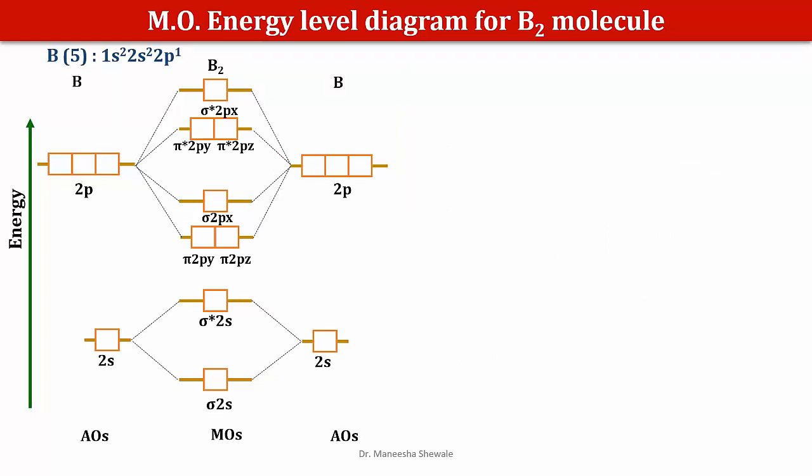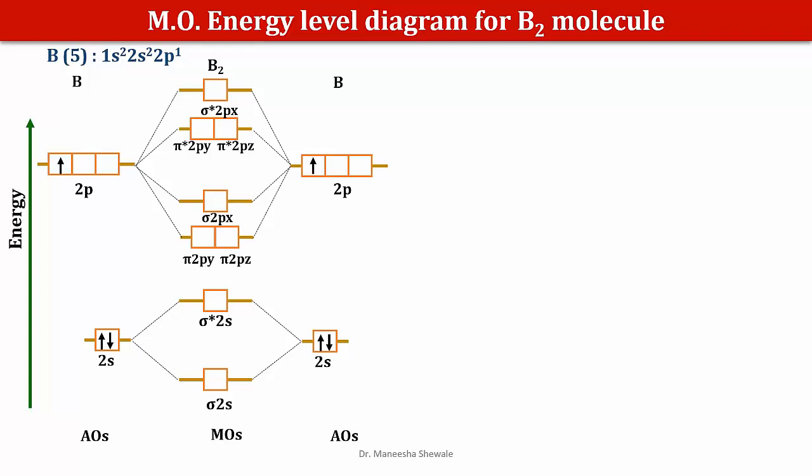We can first draw the MO energy level diagram where we will first show the atomic orbitals and the molecular orbitals. We will now see how to fill the electrons. Now boron has the atomic number 5. So the electronic configuration is 1s2, 2s2, 2p1. So 2 electrons in the 2s and 1 electron in the 2p. Similarly for the other atom.